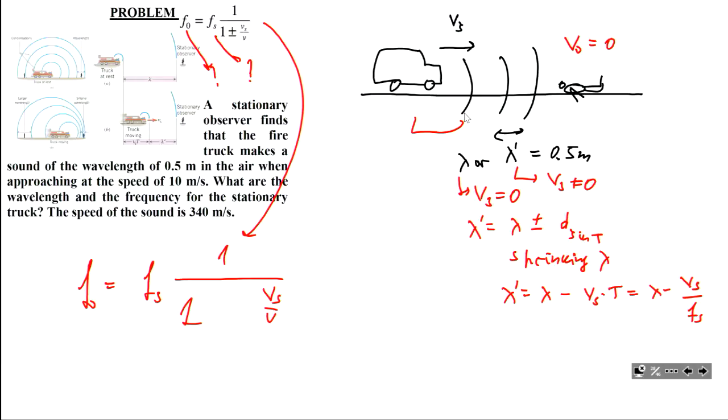And we have to choose a minus. Wavelength shrinks, frequency for the observer goes up. And what do we know? The speed of the train relative to the ground. The speed of the sound relative to the ground. Okay, so if we use these numbers, we get this.